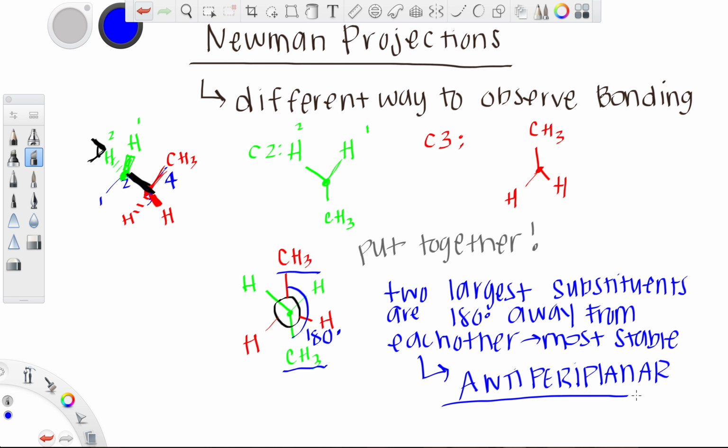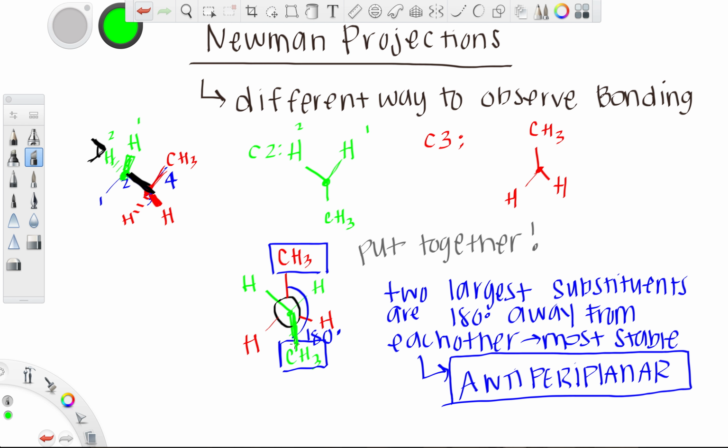And a lot of times you're asked to draw the structure that is anti-periplanar. In this case, this is anti-periplanar because we have the two methyl groups, which are the largest substituents, 180 degrees away from each other. And that is the most favorable because it reduces steric hindrance.